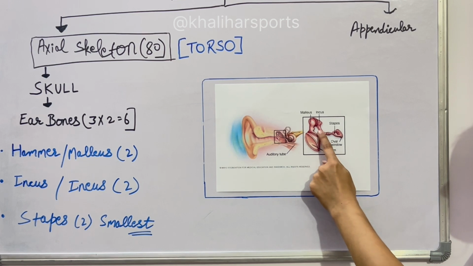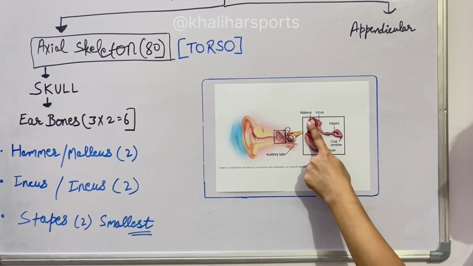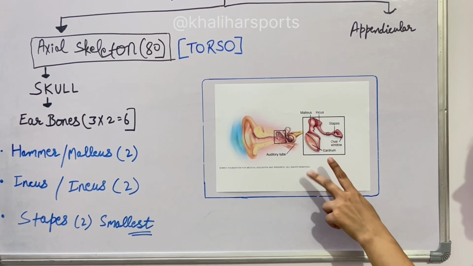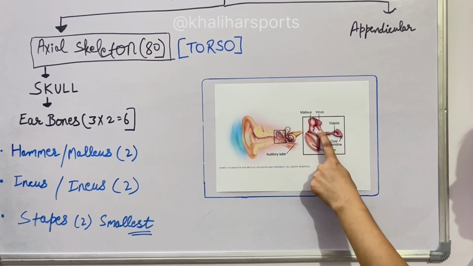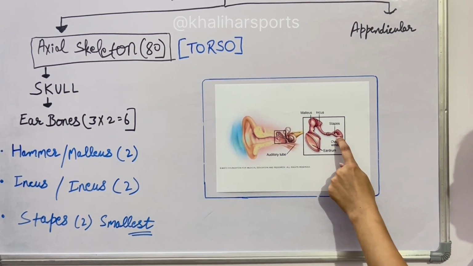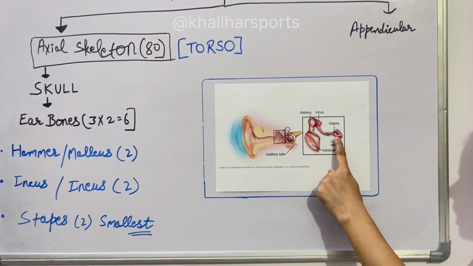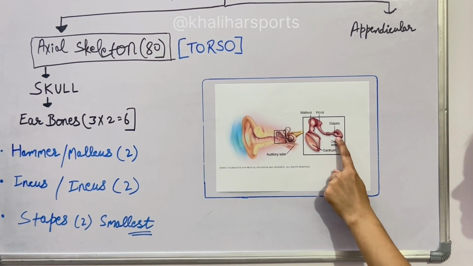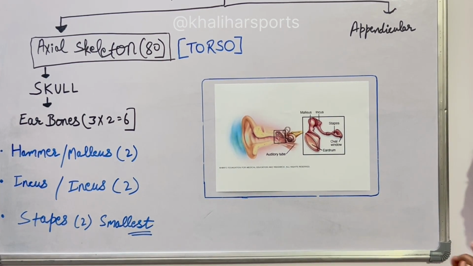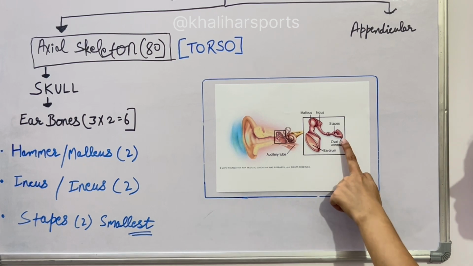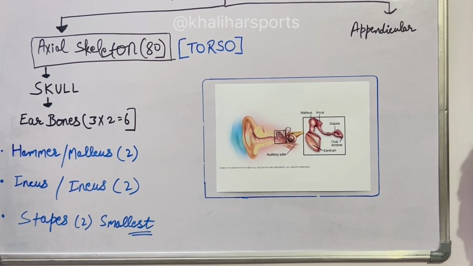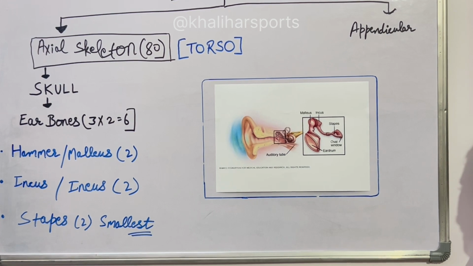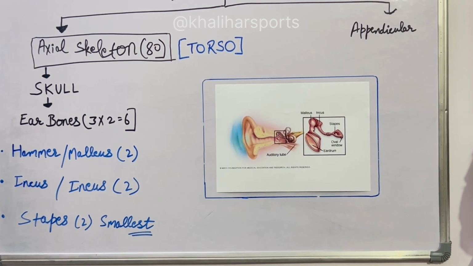See, this is Malleus present here. Malleus is also called hammer. So it has two names, hammer and Malleus. Second bone is incus. And the third one is shown like this, a handle-like structure. This is stapes. Stapes is the smallest bone of the body, which is present in the middle ear. And which one is the largest bone? To answer that, you should see our previous video, appendicular skeleton, and you will find the answer there.